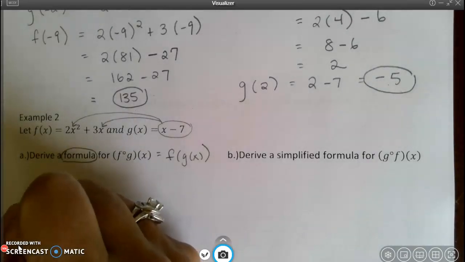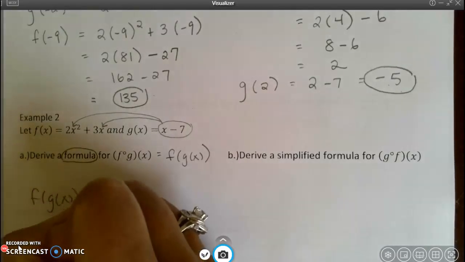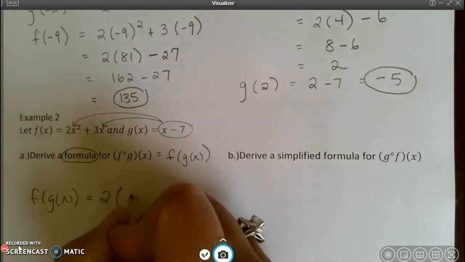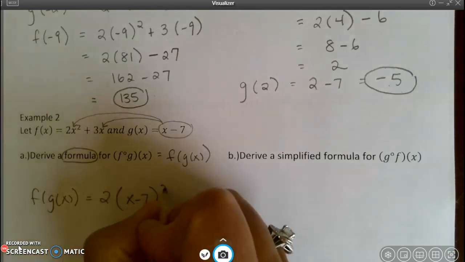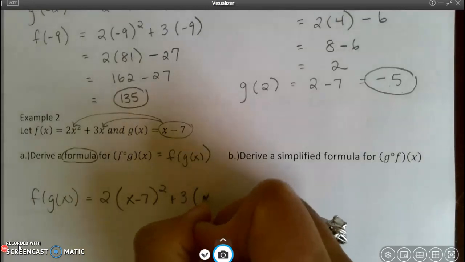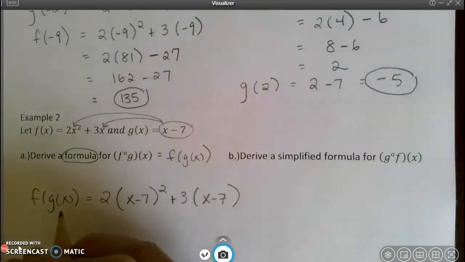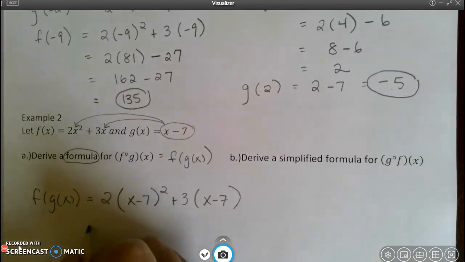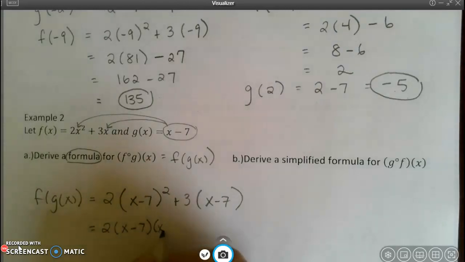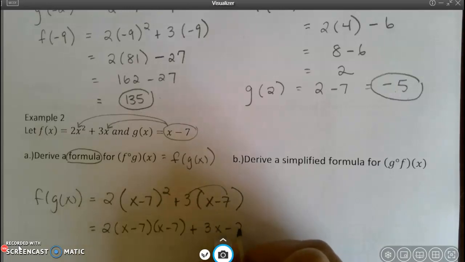So I've got f at g of x equals 2, don't write x, write x minus 7 squared, plus 3, don't write x, write x minus 7. Alright, so I'm going to start simplifying this. This is 2 times x minus 7 times x minus 7 plus, I can go ahead and distribute that, 3x minus 21.